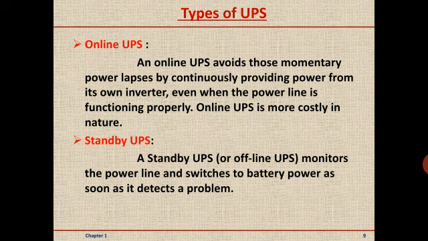Second category of UPS is standby UPS. Standby UPS is also known as offline UPS. The monitors as well as other parts of the computer work by using the standby UPS. The standby UPS monitors the power line and switches to the battery power as soon as it detects any problem. The switch over to battery can require several milliseconds, during which time the computer is not receiving any power.